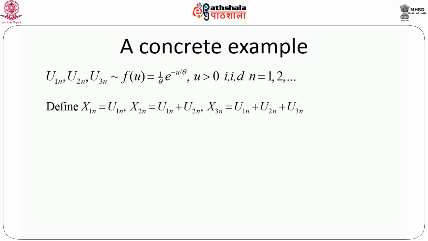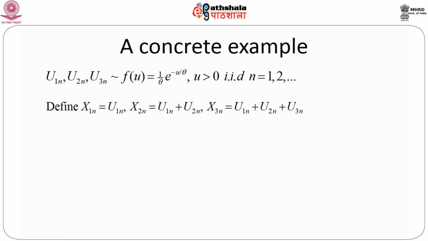So, in this case, let us define X1n equals U1n, X2n equals U1n plus U2n. So, it is clear that X1 and X2 are not uncorrelated. Basically, U1n is common in both X1n and X2n. Similarly, we define X3n equals U1n plus U2n plus U3n. So, it is clear that U1 is common in all three variables, U1 plus U2 is common in X2n and X3n. So, that really generates or creates a correlation structure among the random variables X1n, X2n and X3n.